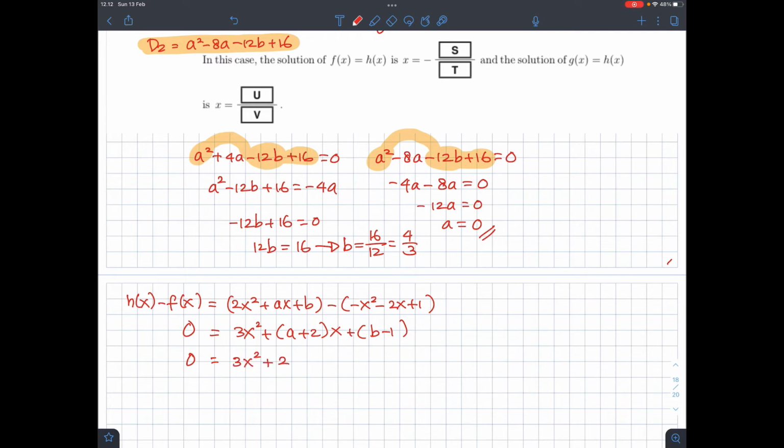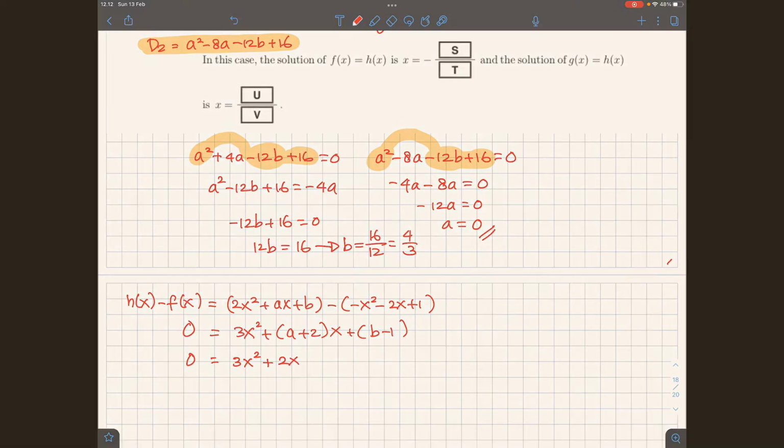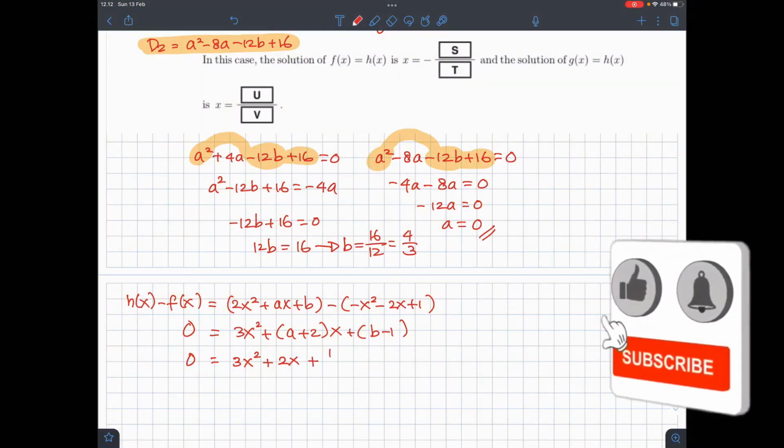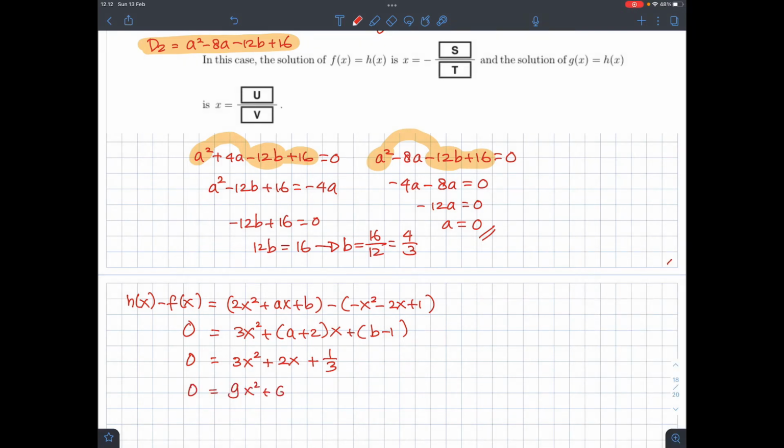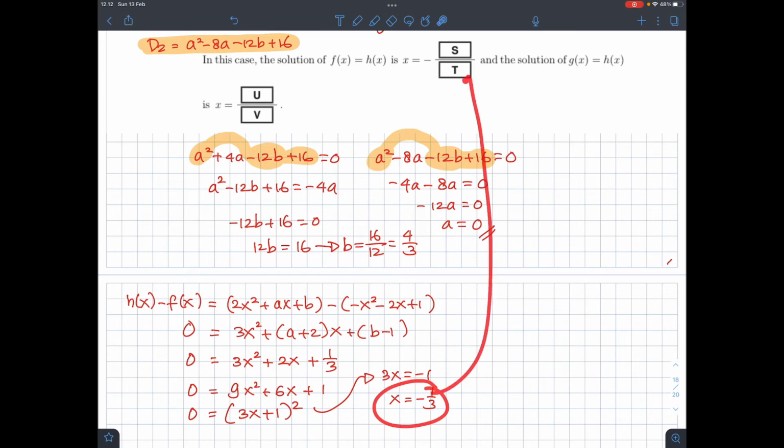The value of a is 0, and it becomes 2x. The value of b is 4 over 3, negative 1 becomes 1 over 3. So you just times by 3, 9x squared plus 6x plus 1. You just do a very simple factorization, 3x plus 1 squared. And finally you get the value of x: 3x becomes negative 1 and x becomes minus 1 over 3. Just put the value here, you get the value of s equals 1 and the value of t equals 3.